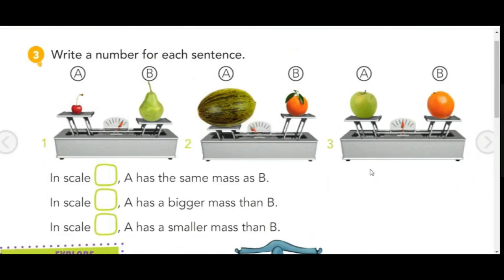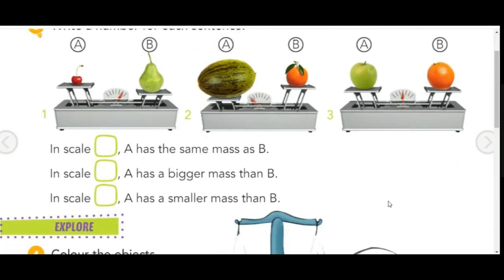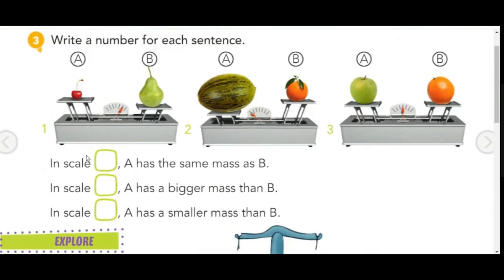And the third one, here we can see an apple and an orange. You can see that they are at the same height. Okay, you have to write here the number, scale number 1 or scale number 2 or scale number 3. So in these spaces, you have to write 1 or 2 or 3.